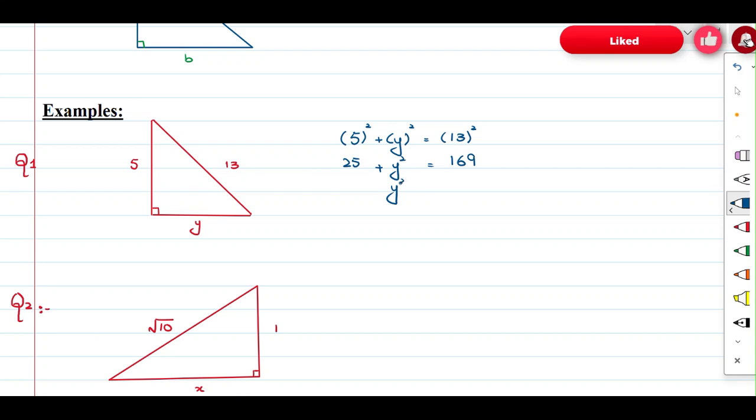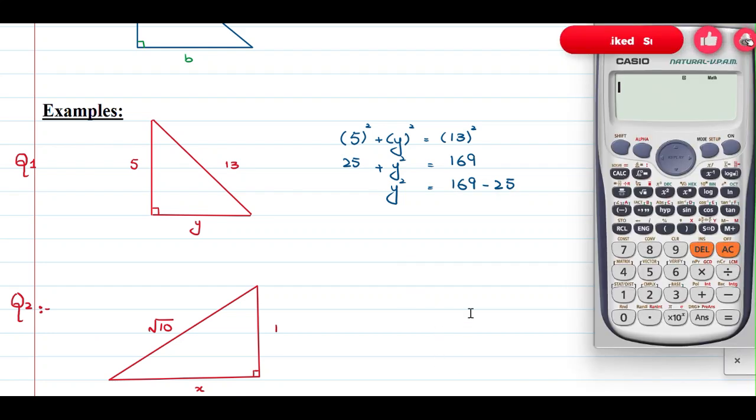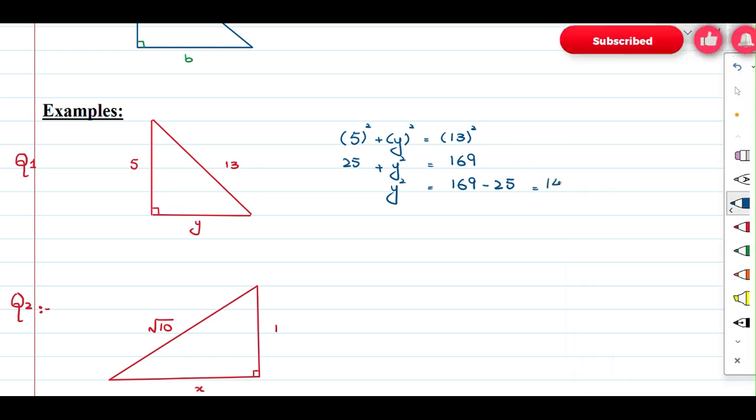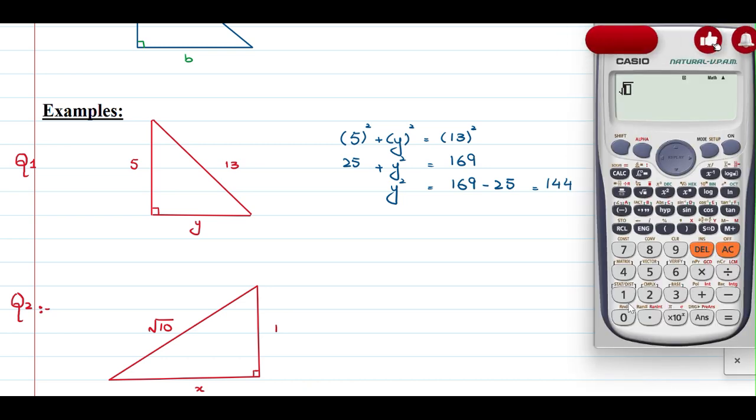Now y square is equal to 169, and shift the 25 to the other side, minus 25. From 169, if you take away 25, it is 144. Let me double check as well. 169 minus 25, 144. Yes, and we know that 144 is a perfect square of 12. Root of 144, that is 12, right?